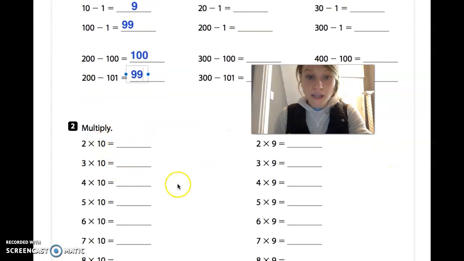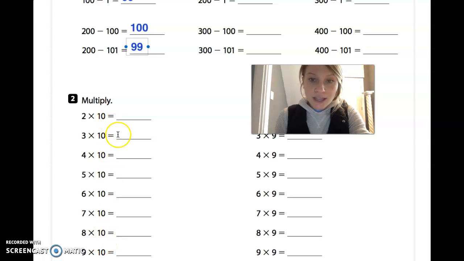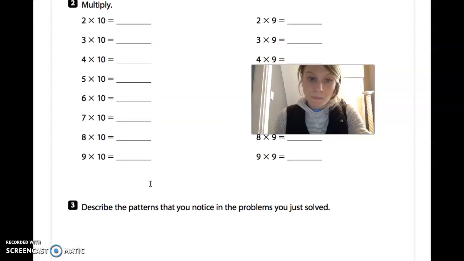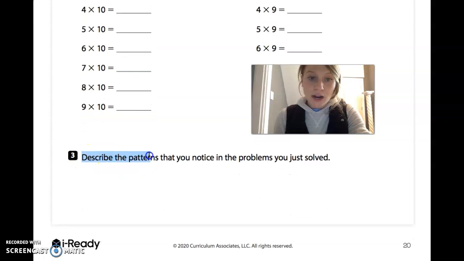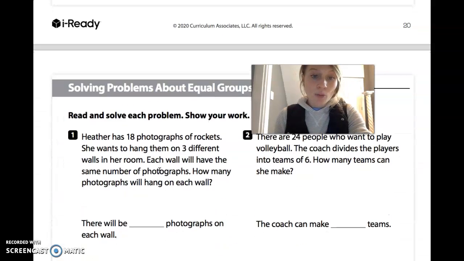You have more multiplication. Challenge yourself. See if you can do these without your multiplication chart. You all should be able to get these 10s. And then if you know your 10s, I bet you can get your 9s. I bet you can notice a pattern there. You go down 2, you go down 3, you go down 4. See what you notice with your pattern here. And now you're going to describe the patterns. What do you notice? What do you see in the numbers there? And you're almost to the end here.